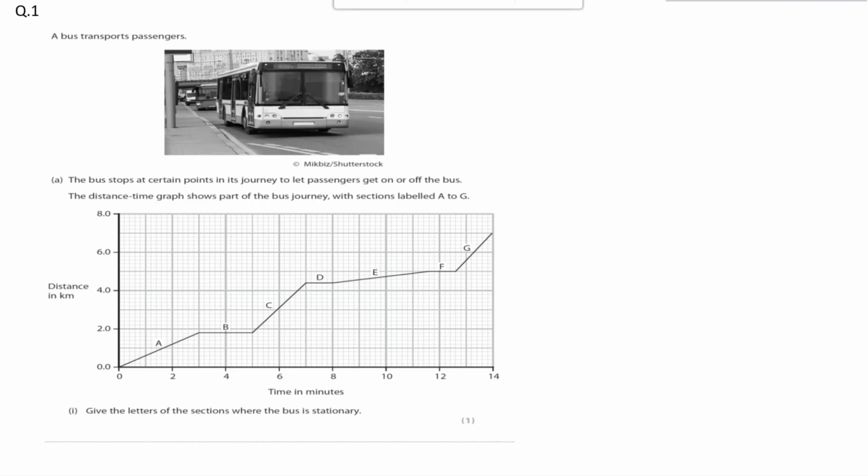It is a distance time graph. What is stationary or rest? When any object does not change its position with surrounding environment with time, then it is called at rest or stationary. So, from the distance time graph, where distance remains same, that section represents the bus is stationary. Look at the graph B, D and F. In three portions, distance remains same. So answer will be B, D and F.